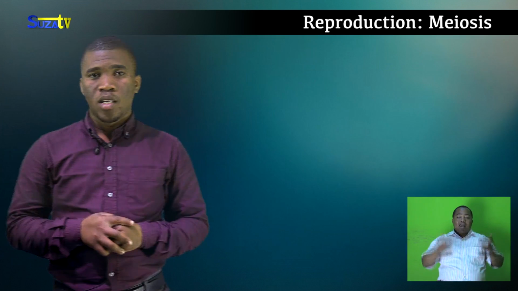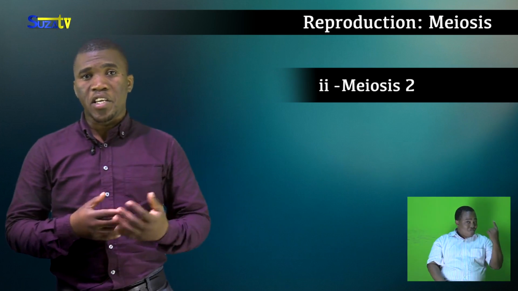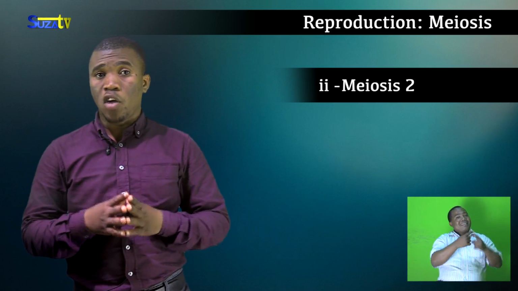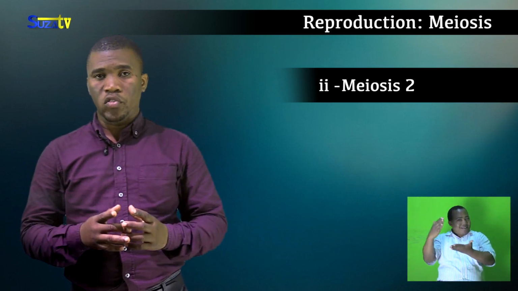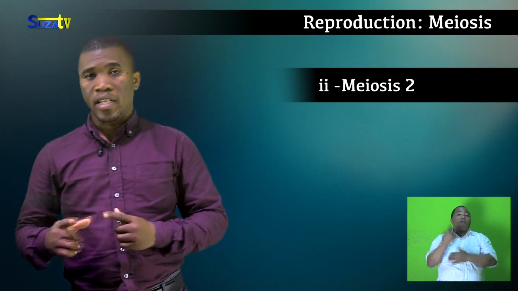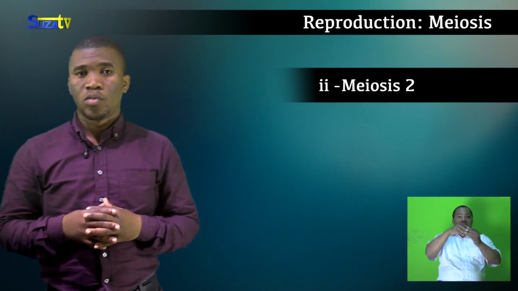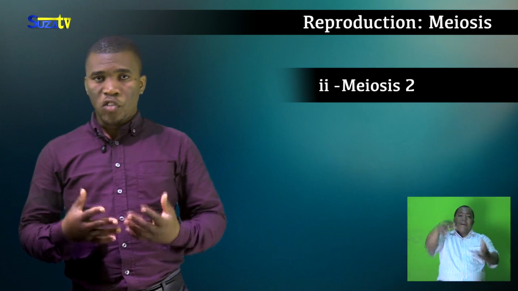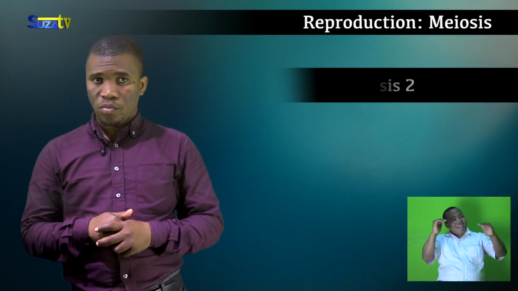So now, let us move to the second meiotic division. The first meiotic division leads to the separation of homologous chromosomes, while the second meiotic division is to separate the chromatids from one another. My dear students and other viewers, both Meiosis I and Meiosis II have the same common stages.